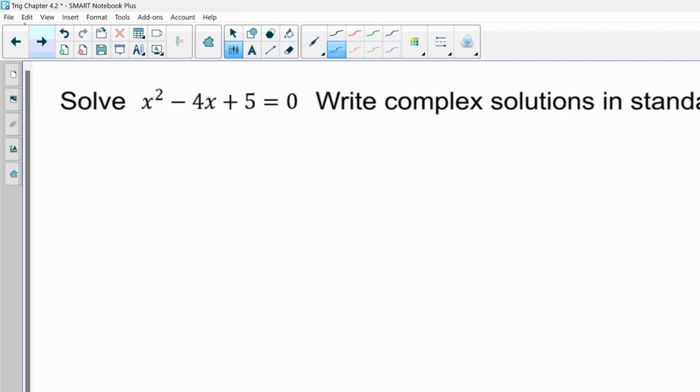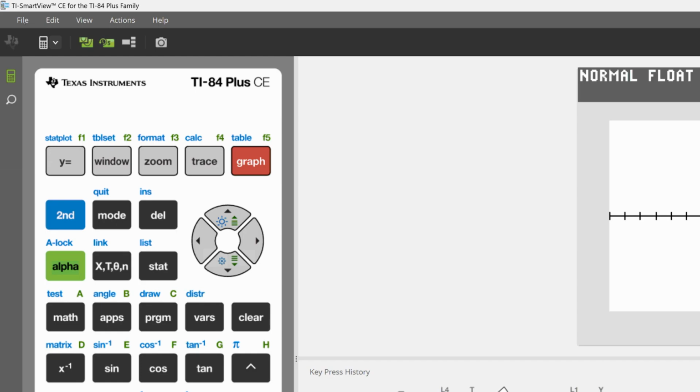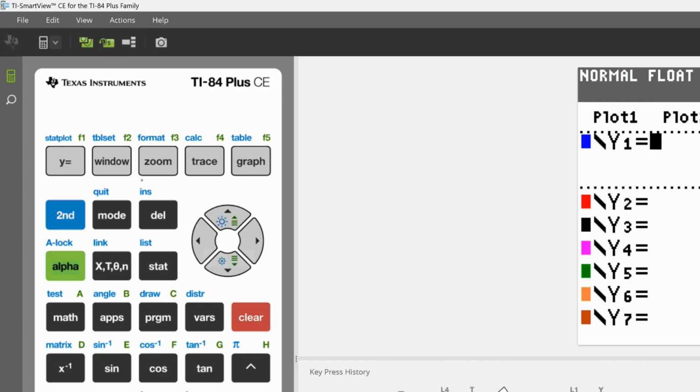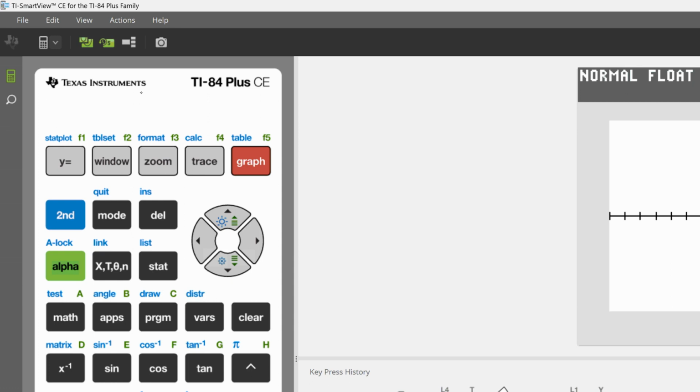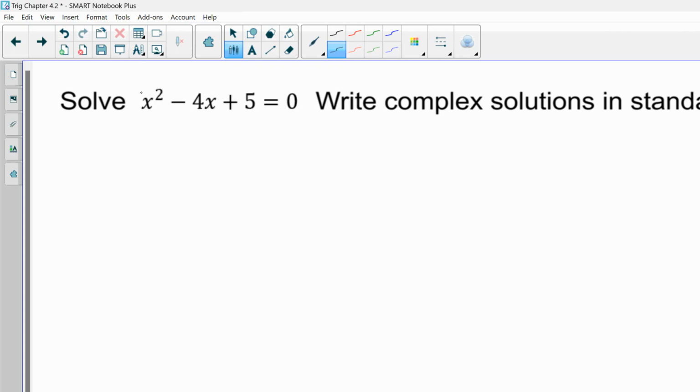X squared minus 4x plus 5. Graph. Again, complex numbers, because it doesn't cross the x-axis. So again, going back to the quadratic formula.